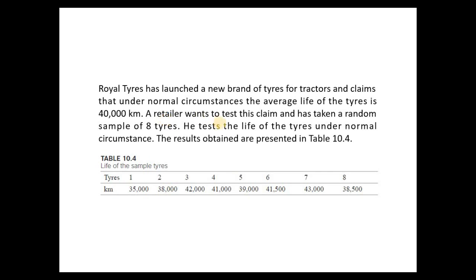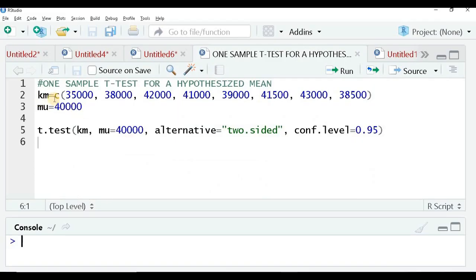Now we test the life of the tires under normal circumstances. The results are obtained thus for 8 tires. This is the life of tire in kilometers, that is 35,000, 38,000, 42,000, 41,000, 39,000, 41,500, 43,000, 38,500. Okay, so this is the problem. So we will be testing the hypothesis that the null hypothesis is mu is equal to 40,000. That is to say, I would try to compare my sample mean and check whether the sample mean is equal to the population mean.